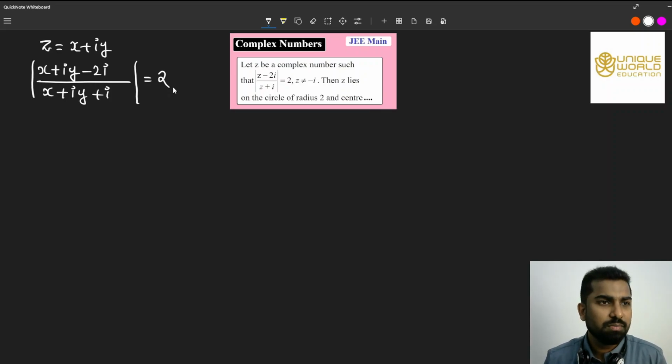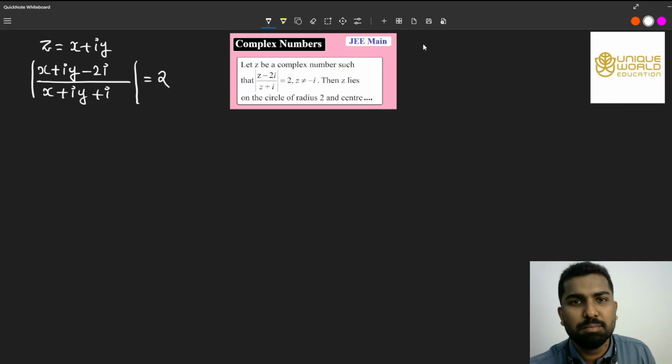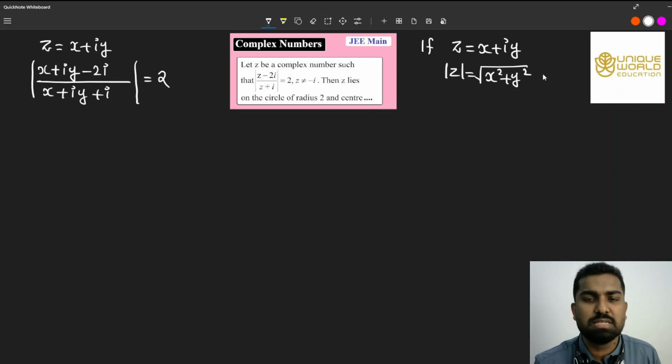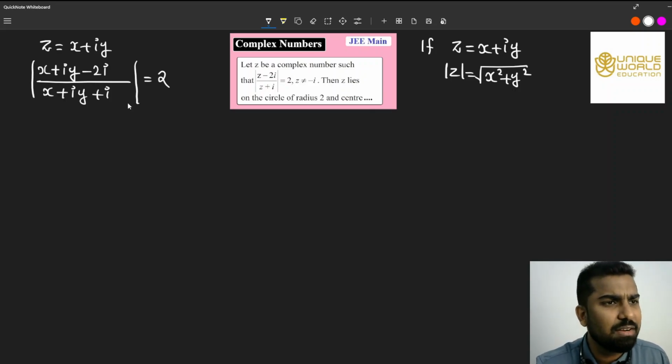Now, how do we find the modulus of a complex number? It is a very simple concept. If Z equals x plus iy, then the magnitude of Z will be the square root of x squared plus y squared. This is called the modulus of a complex number. Here the modulus of the numerator is given, so we have to find the modulus of the numerator and the modulus of the denominator separately, because the modulus of A by B can be written as modulus of A by modulus of B.